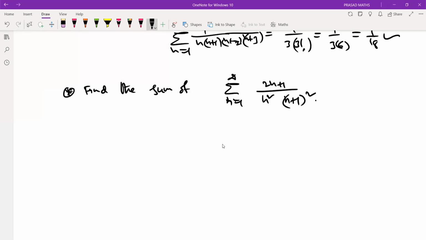Okay, so using the telescopic method, what is the technique? The telescopic method is like this. Therefore this is exactly a(n plus 1) minus a(n), right?